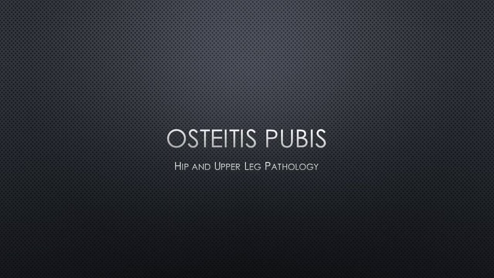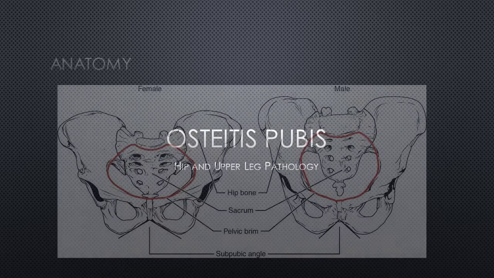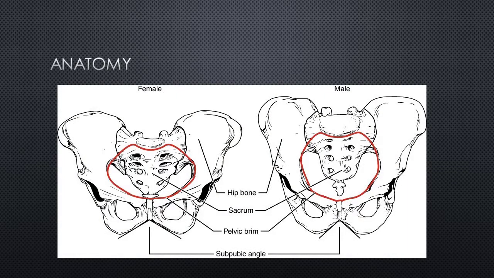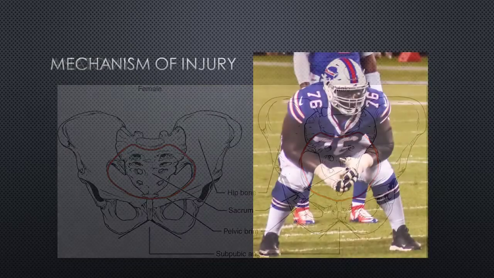Osteitis pubis is an inflammatory condition of the symphysis pubis. If you think back to your anatomy, you have an articulating disc at the symphysis pubis. You also have inferior and superior ligaments that hold it together, and this is the site of abdominal and hip adductor attachment. So if you have excessive movement at the area, it can irritate any of those structures.